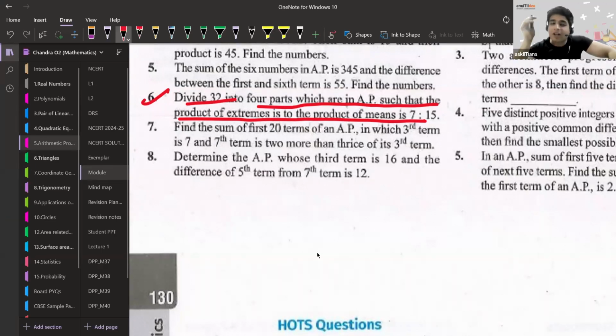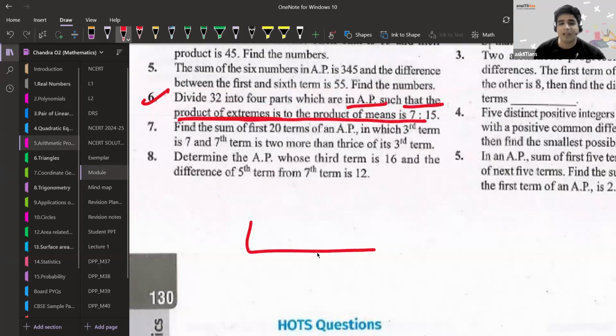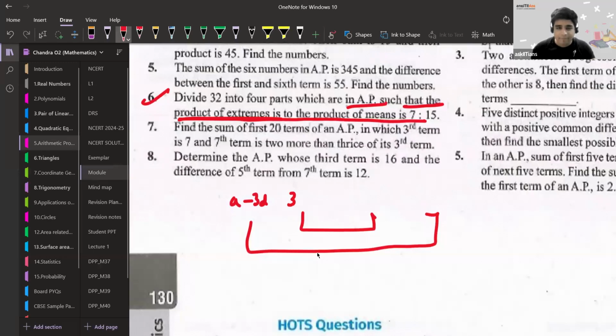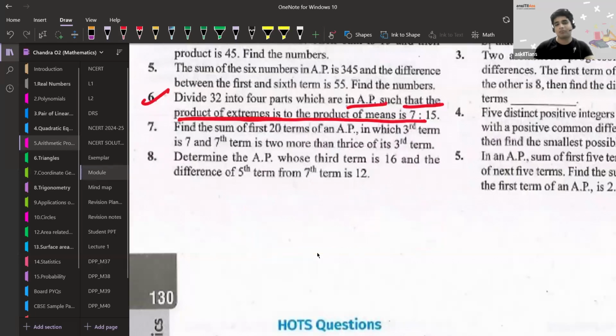Right? Yes. Now division according to you means dividing into equal parts. But that is not the case over here, everyone. Yes? Or could it be? Think about it. Yes. So divide 32 into 4 parts which are in AP such that, okay, product of extremes. You remember? Two extreme values and the two middle values. That is the ratio that we took. A minus 3D, A minus D, A plus D and A plus 3D. Right? Yes, that is what we did. So the same question can come in different ways as well.